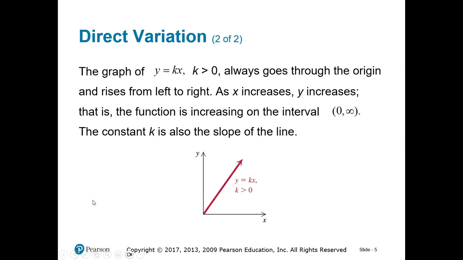The graph of y equals kx, where k is greater than 0, meaning it's all positive numbers, always goes through the origin, and it rises from left to right. As x increases, y increases. That is, the function is increasing on the interval from 0 to infinity. The constant k is also the slope of the line.